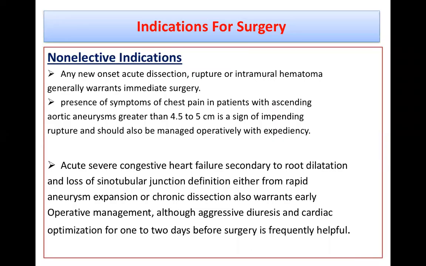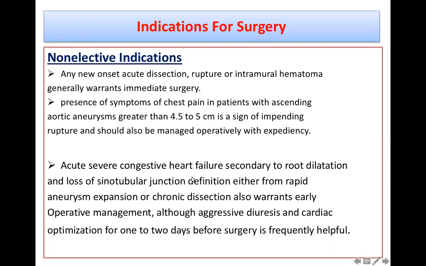Indication for surgery, we'll start with non-elective indication. Any new chest pain of acute dissection or rupture or intramural hematoma warrants immediate surgery. Presence of symptoms of chest pain in a patient with an ascending aortic aneurysm greater than 4.5 to 5 is a sign of impending rupture. It should be managed operatively with expediency.